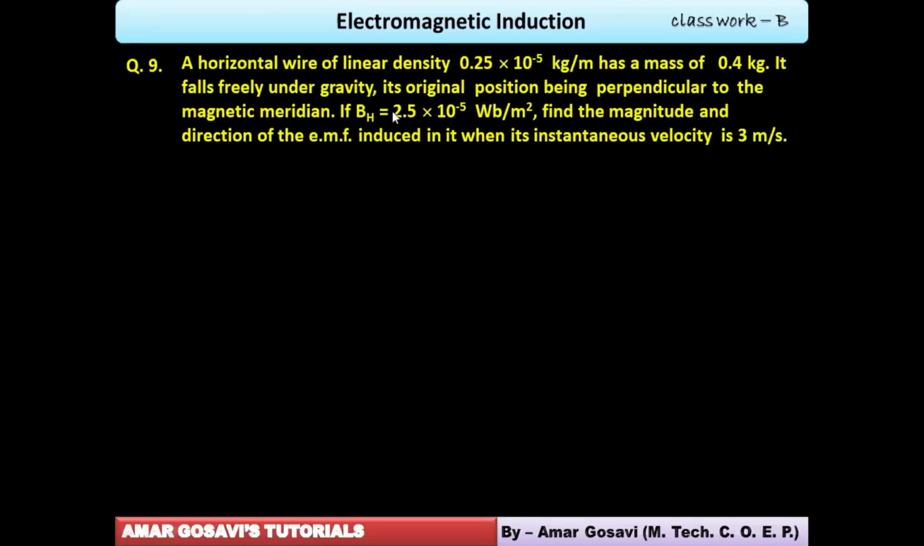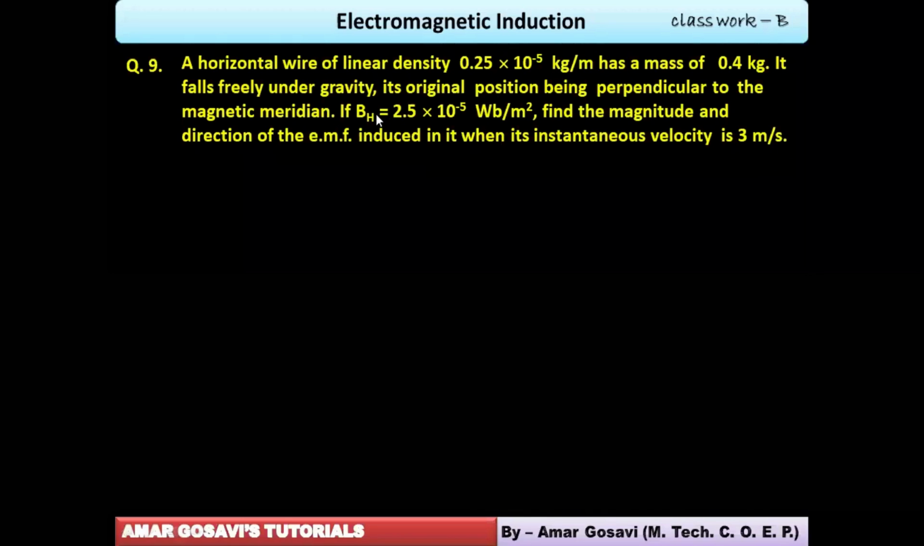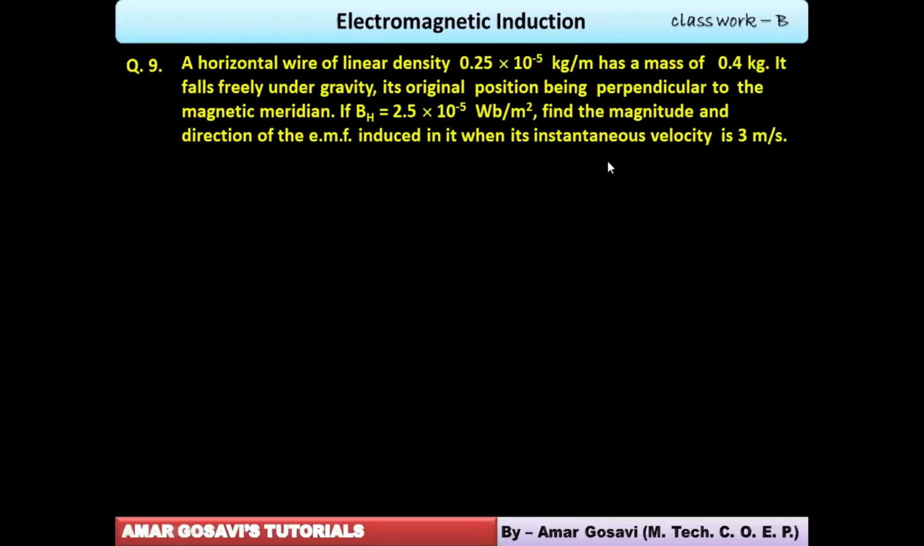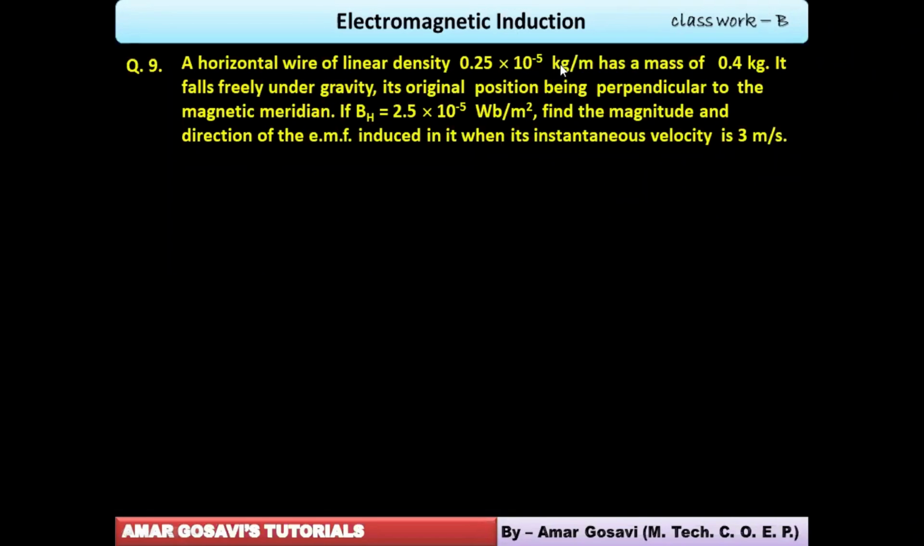So if BH, that is the horizontal component of Earth's magnetic induction, is 2.5 into 10 raised to minus 5 Weber per meter square, find the magnitude and the direction of the induced EMF in it when its instantaneous velocity is 3 meter per second. So velocity is also given to you. Now from the linear mass density and mass, you can estimate the length. You know the magnetic induction, you know the velocity. So we are supposed to find out the EMF generated in this case.